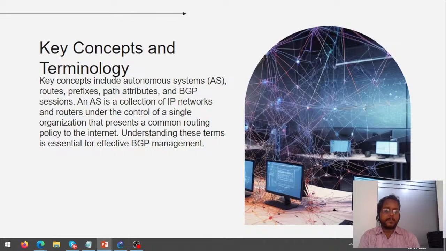Now, the key concepts include autonomous systems, which exist in EIGRP as well as in OSPF, and are there in BGP also. Then the routes, prefixes or NLRI, path attributes and BGP sessions. An AS is a collection of IP networks and routers. It's a logical area under the control of a single organization. It represents a common routing policy to the internet. You have to understand these terms; it's very essential for effective BGP management.